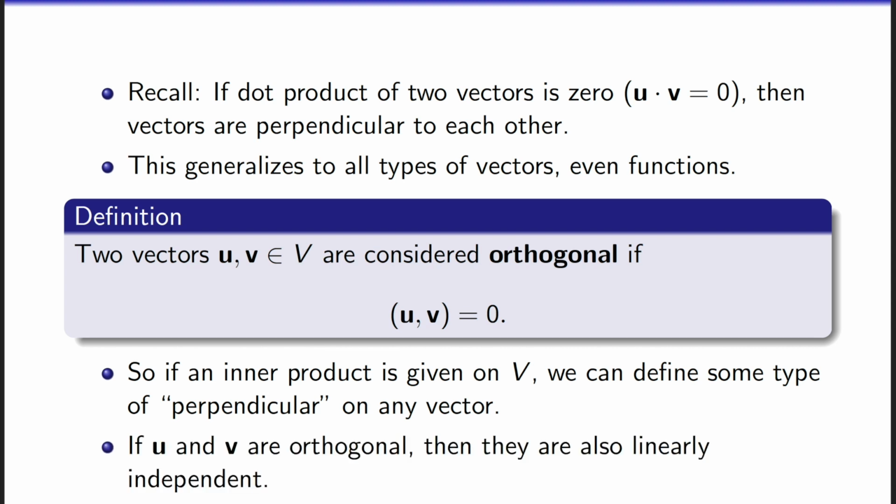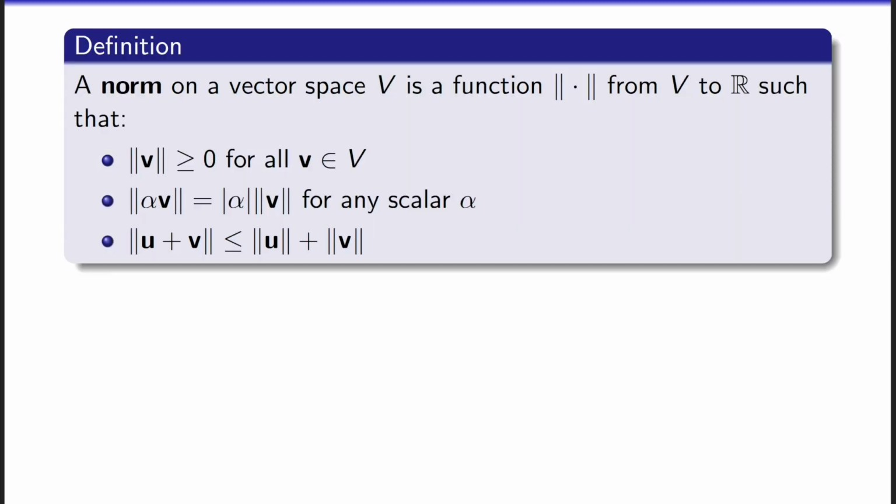All the geometric properties of perpendicular vectors translate to orthogonal vectors. And the one that is really of interest to us right now is the fact that if two vectors are orthogonal to each other, then they will be linearly independent. Next, we will define the norm of a vector.